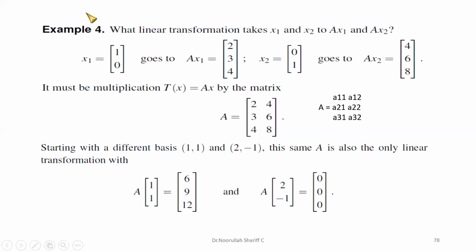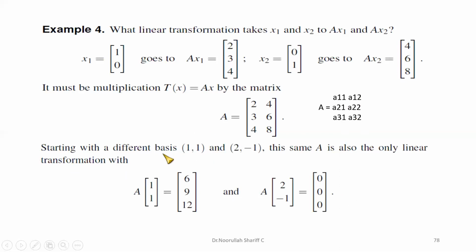If you try to multiply with this, then you'll get A11 is equal to 2, A21 is equal to 3, and A31 is equal to 4. Similarly, if you multiply this with x2, then you'll get A12 is equal to 4, A22 is equal to 6, and A32 is equal to 8. And all those we can just substitute to get the value of A.